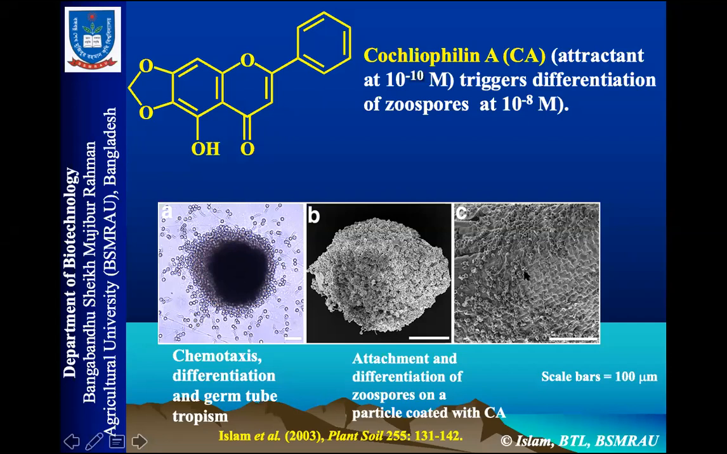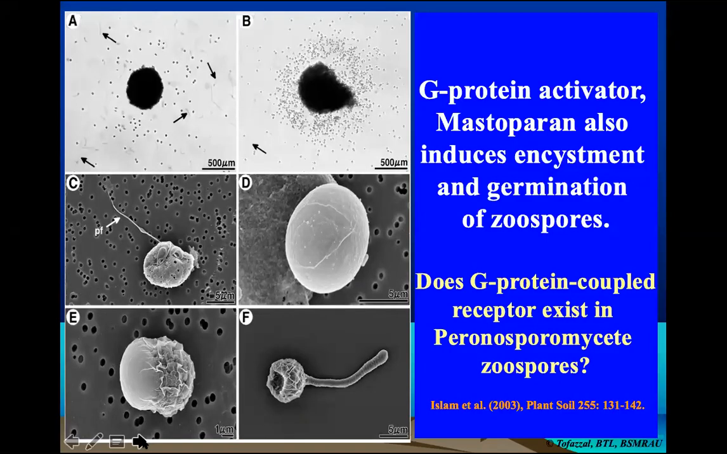So what we discovered is that cochliophilin A is not only an attractant, but also a triggering compound for encystment and germination on the root surface. And then we asked how cochliophilin is perceived by the host signal receiver, the zoospore. The zoospore has some receptor in its membrane, and we did lots of work to discover how the zoospore perceives the signal. By using different pharmacological techniques, we found that the G protein activator mastoparan also induced encystment and germination of zoospores.